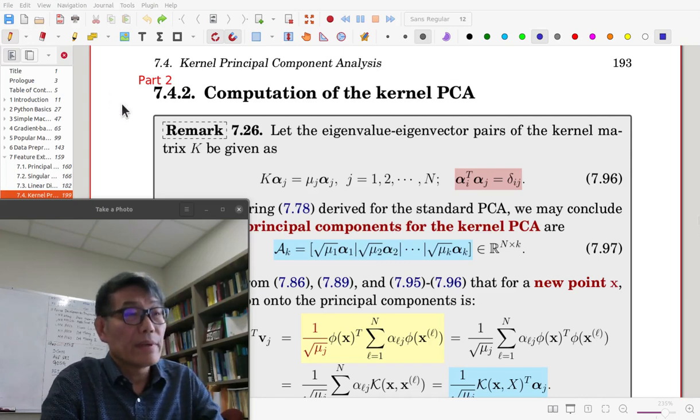Now it is the second part of section 7.4. Here we'll consider some details for the computation of the kernel PCA. Look at the remark.